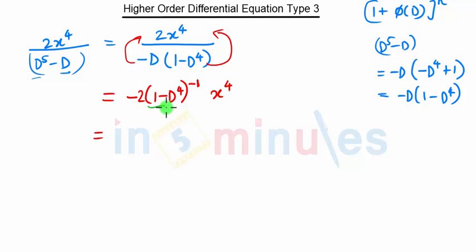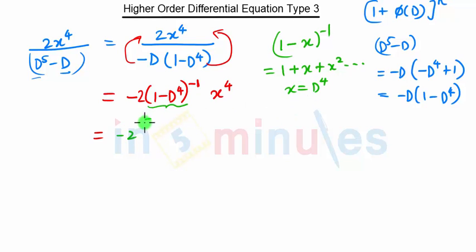Now we are going to do the binomial expansion for this. So this is nothing but 1 minus x the whole raised to minus 1. So it is 1 plus x plus x square plus and so on. In our case x is D raised to 4. So minus 2 will remain as it is. So we will have 1 plus D raised to 4 plus D raised to 8 and so on, into x raised to 4.